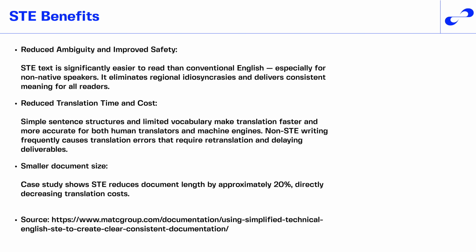STE has many benefits, such as reduced ambiguity and improved safety. STE text is significantly easier to read than conventional English, especially for non-native speakers. It eliminates regional idiosyncrasies and delivers consistent meaning for all readers. Reduce translation time and cost. Simple sentence structures and limited vocabulary make translation faster and more accurate for both human translators and machine engines. Non-STE writing frequently causes translation errors that require retranslation and delay deliverables. Case study shows that STE reduces document length by approximately 20%, directly decreasing translation costs.